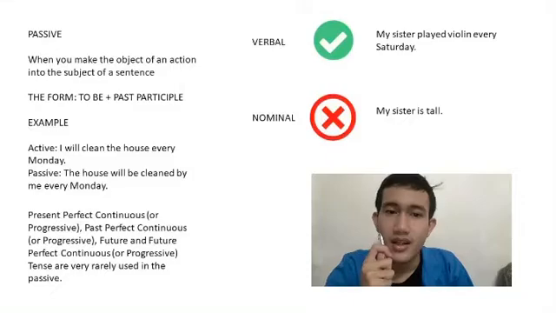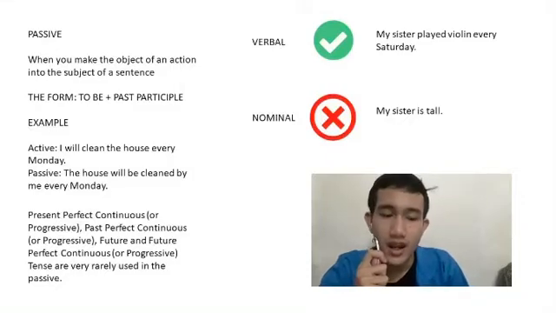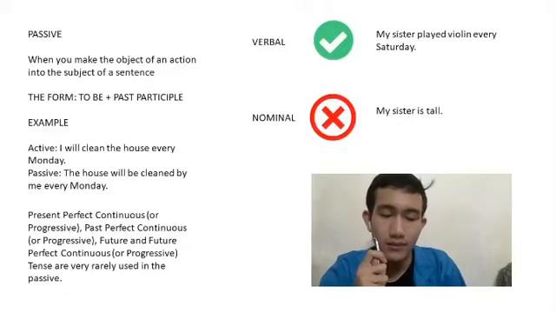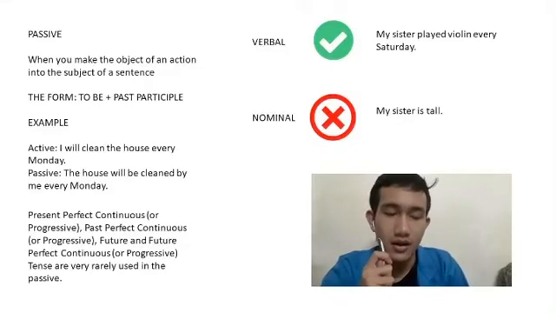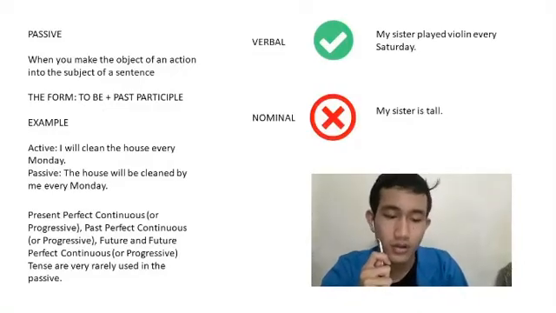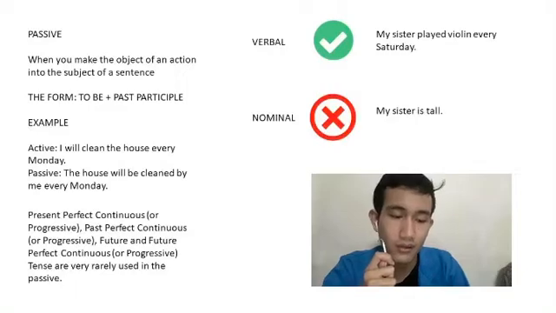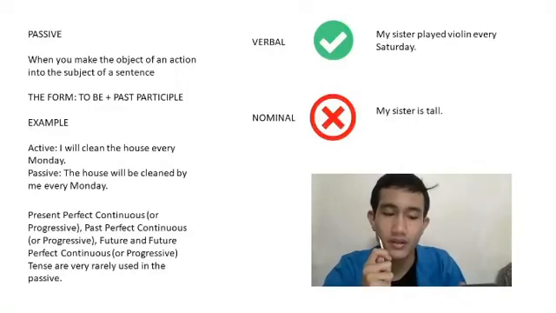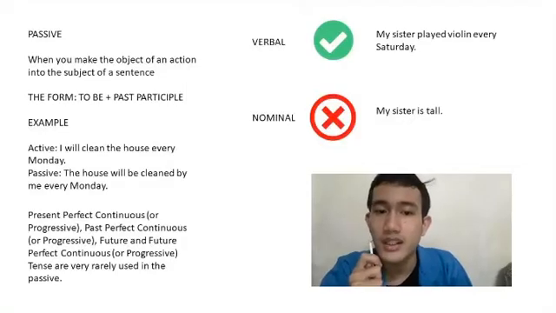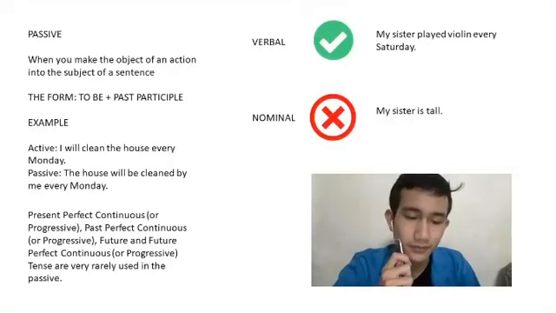I think it's very easy, and you just need to remember there are tenses you cannot use in a passive sentence, such as present perfect continuous or progressive, past perfect continuous or progressive, future perfect continuous or progressive, because these tenses are very rarely used in the passive sentence.